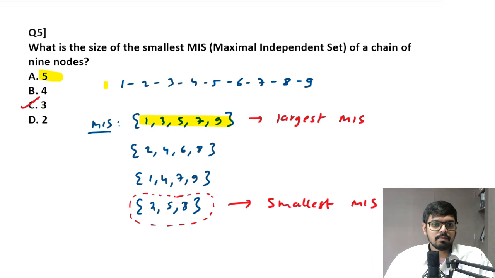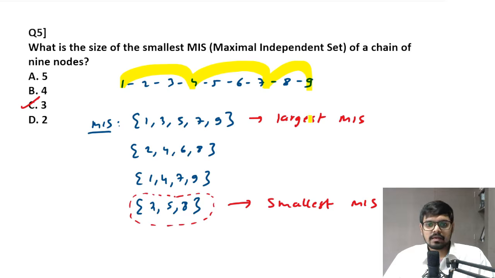And finally, I'm going to say the size is 5. We can see 5, but they need the smallest MIS, not the largest size. If they asked about the largest size, definitely 5 is the largest, but the question was not about the largest. Then I thought about starting with 2, then 4, then 6, then 8. This is size 4. So some students say size 4 is the answer. No, because they also thought of going from 1 to 4 and then taking 7 and then taking 9.